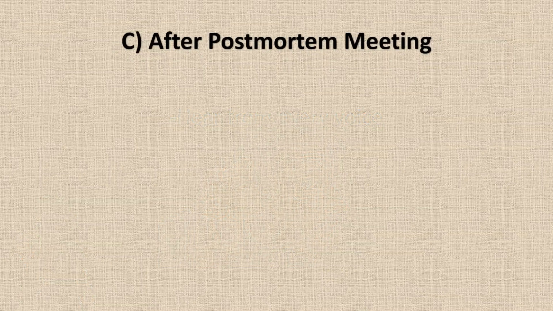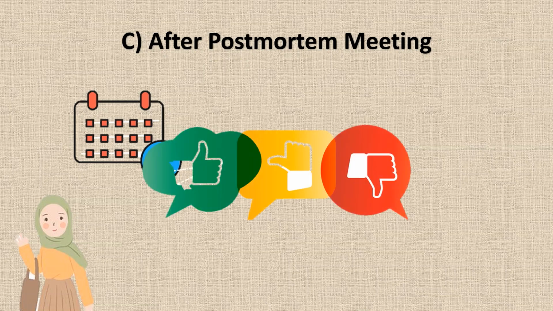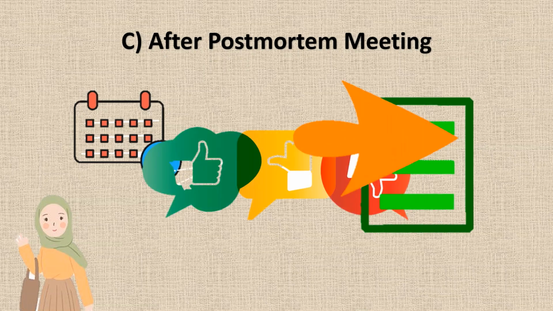For the third one is after the postmortem meeting. Write the postmortem report using meeting notes, such as how the project went live, why the project was launched, feedback from all team members, what the next action steps are, and what you're going to do differently next time.